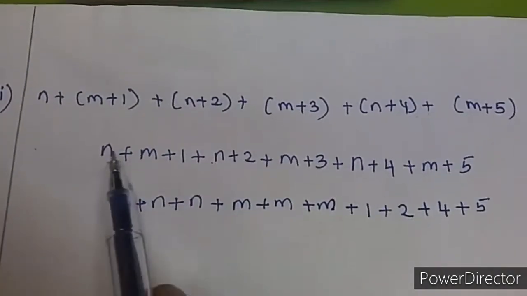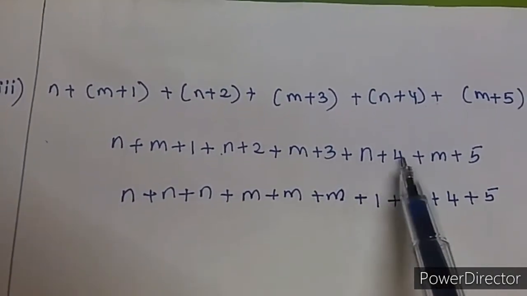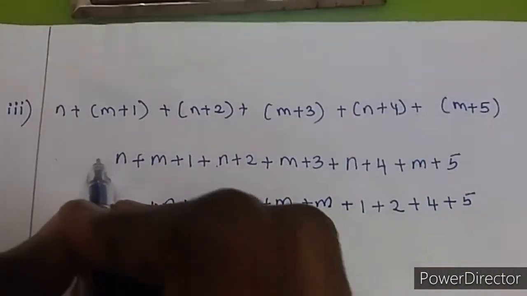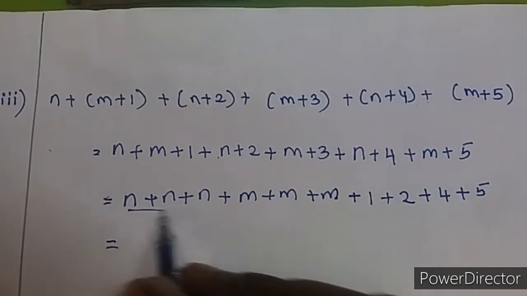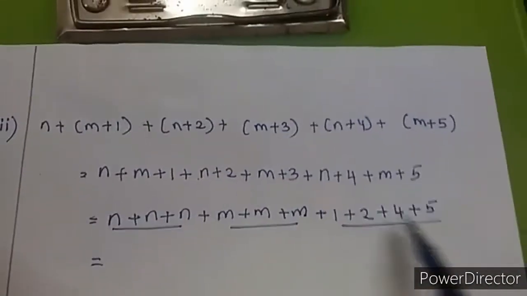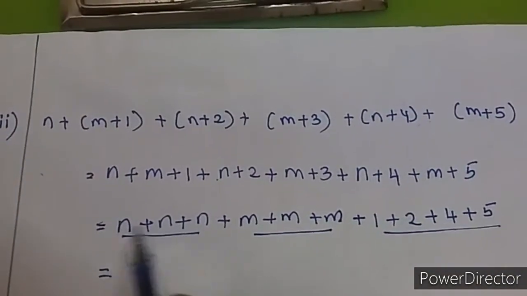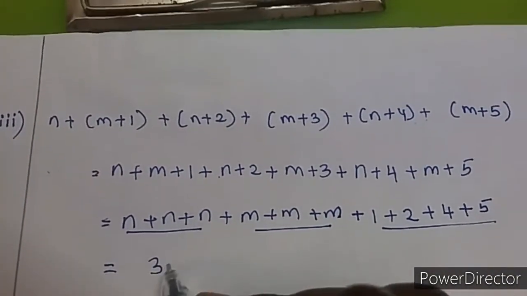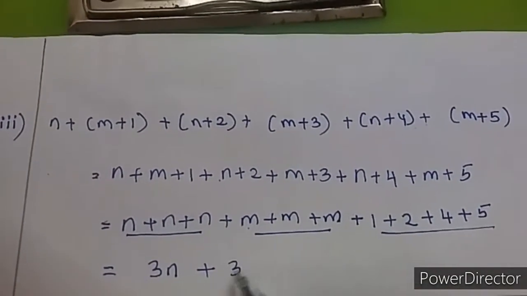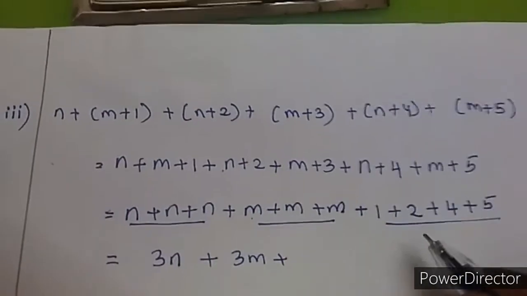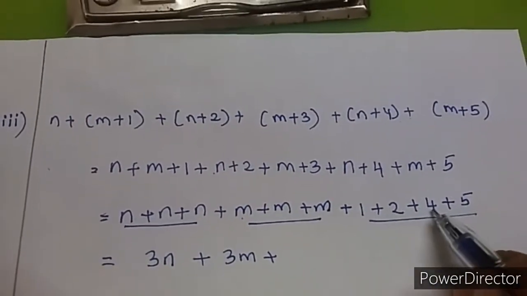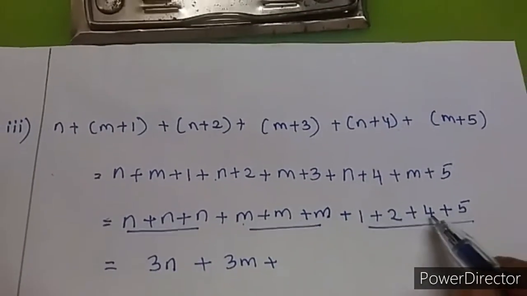Totally how many terms are there? 1, 2, 3, 4, 5, 6, 7, 8, 9, 10, 11 terms are there also in this sum. So you arranged as a like terms. Now you can add the n terms, m terms, and the coefficients, constant numbers. So n plus n plus n gives you 3n, plus m plus m plus m, 3m. Now the constant number 1 plus 2, 3, 3 plus 4, 7, 7 plus 5.